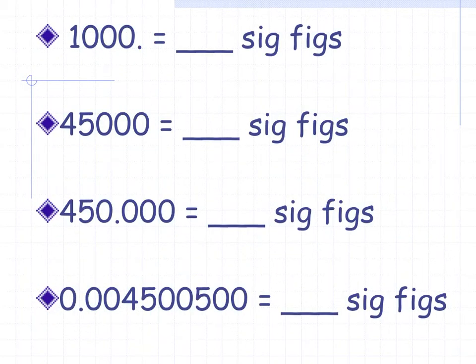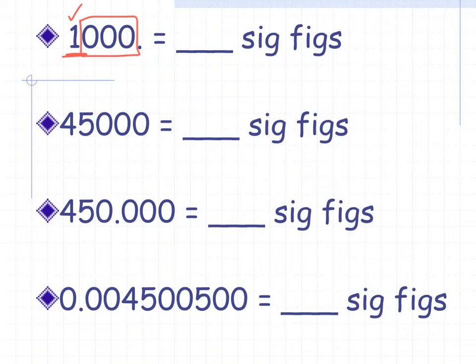Now take a look at these examples. Here's the number 1,000. The 1 is obviously significant, but these zeros, we have to say what kind of zeros are these. And don't get confused by this decimal. These are not leading zeros. People want to say, oh, these are leading, they're leading the decimal. No, no, no. These are trailing zeros. They are after the 1.